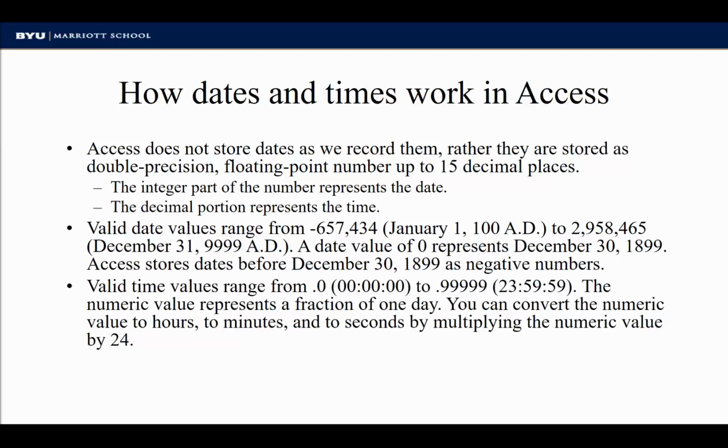Now, one more point to make. The time ranges from 0.0 to 0.99999. That is, those numbers can go in military time from 0 to almost 24 o'clock. So the numeric values are a fraction of a day if you convert them to hours, minutes, seconds by multiplying by 24. Now, why does Access store data in this way?